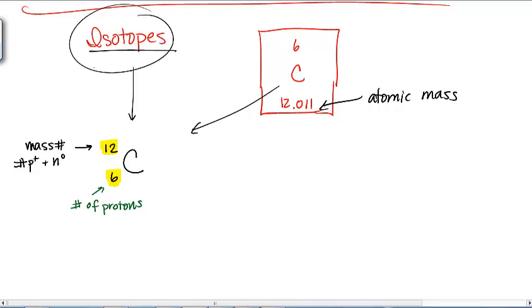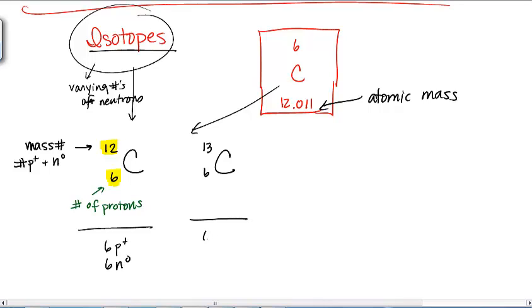Well, isotopes have varying numbers of neutrons. So this is one isotope. We could have another isotope, say carbon-13. And while carbon-12, of course, has 6 protons and 6 neutrons, carbon-13 still has 6 protons, otherwise it would be a different element. But in terms of neutrons, it has 7.